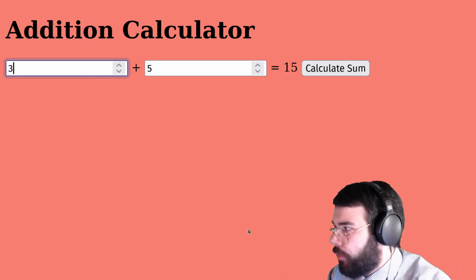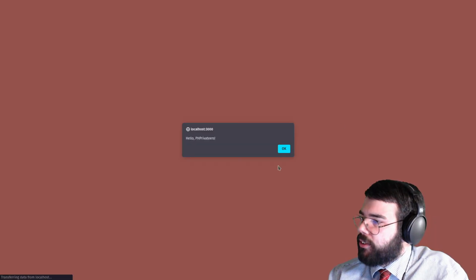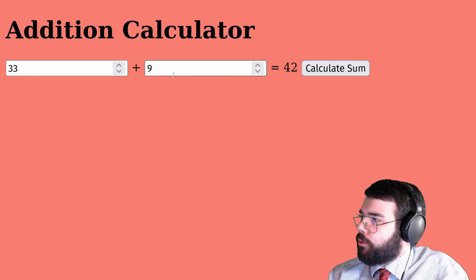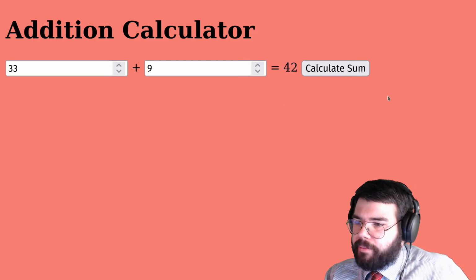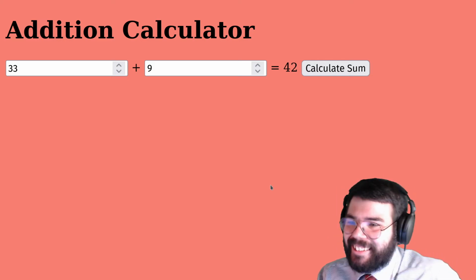Let's do another one. 33 and 9. Calculate sum. 33 plus 9 is 42. 42? Yeah, okay. I'm not great at mental math. That's why I have to build calculators like this. Okay.